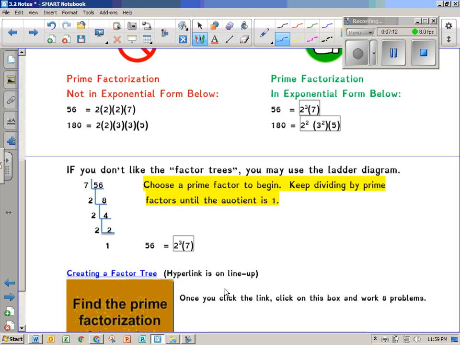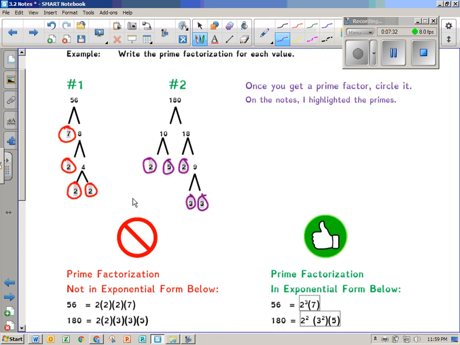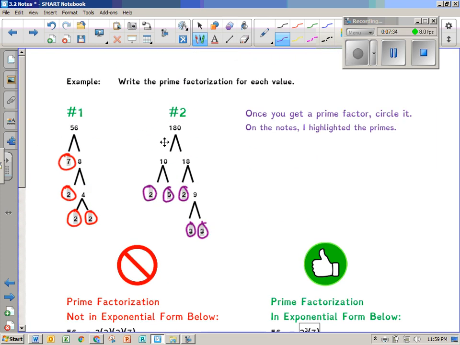If you don't particularly care for the factor trees, you could use a ladder diagram. The hard part about that in some cases is to start it off, you have to choose a prime factor. So out here, you're always trying to put a prime factor. Whereas when you're making the factor trees, you don't really have to think about that. You're rewriting everything, and eventually you will get down to just prime factors.